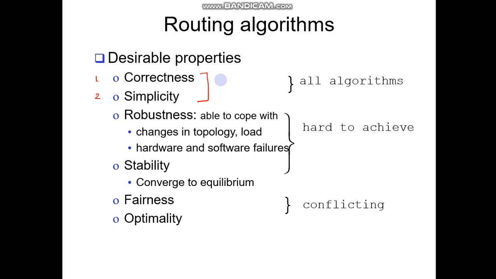Simplicity means the algorithm should be very simple, and there should not be any overhead for the hardware or software for implementing that algorithm. That's what simplicity is. Now, coming to the third one, robustness and stability. They are very hard to achieve. Those two properties. What is robustness?